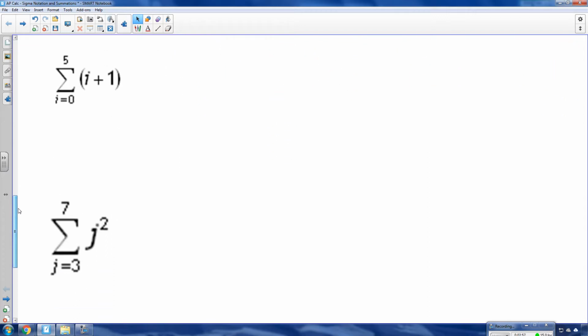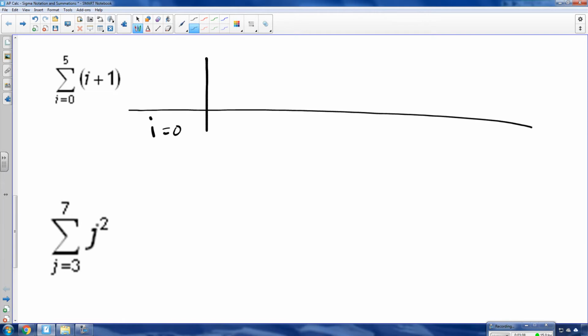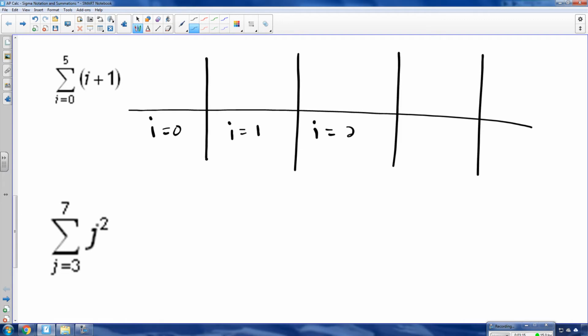So here we go. We start with 0. Let me just show you this, and don't let it confuse you. I'm just trying to break it down a little bit. I equals 0, I equals 1, I equals 2, I equals 3, I equals 4, I equals 5, just so you can see what's going on here. Now we're adding a whole bunch of things up, so I'm going to put plus signs here. Plus, plus, plus. Okay, cool.